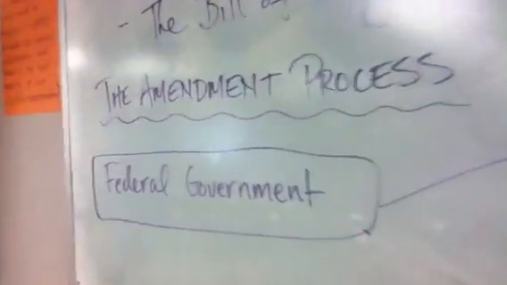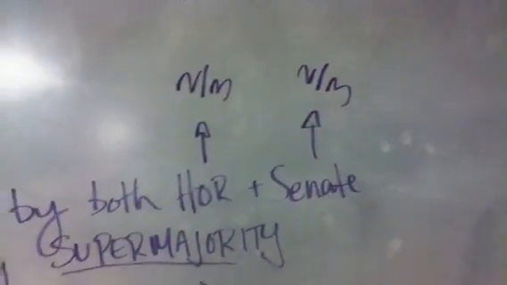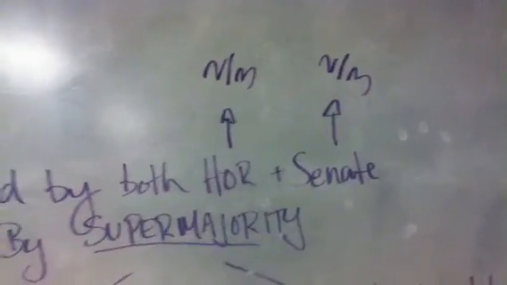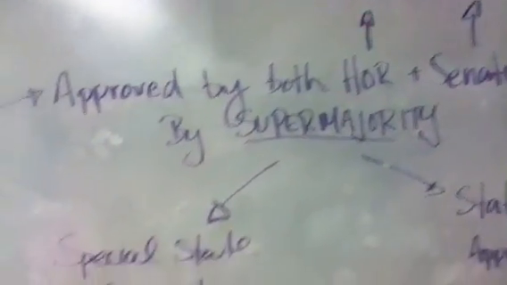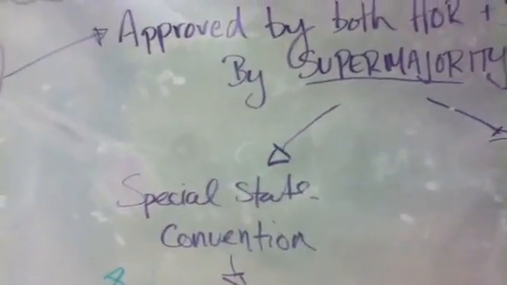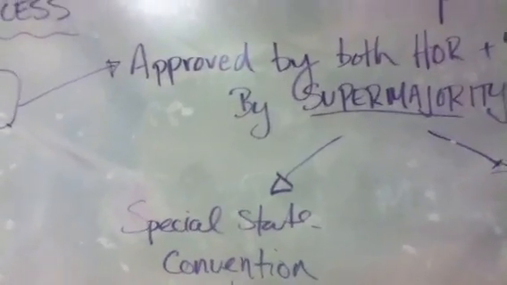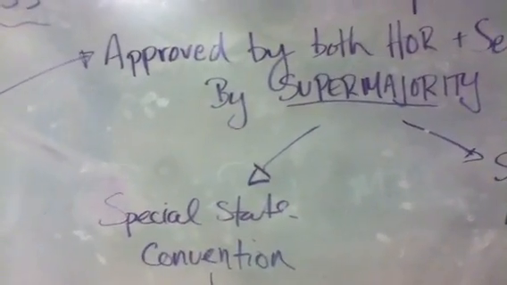So it would also begin with the federal government. It would be approved by both House and Senate by 2/3 at the federal level. And then it would go, instead of to the state legislatures, to a special state convention, which is basically a gathering of representatives from states.